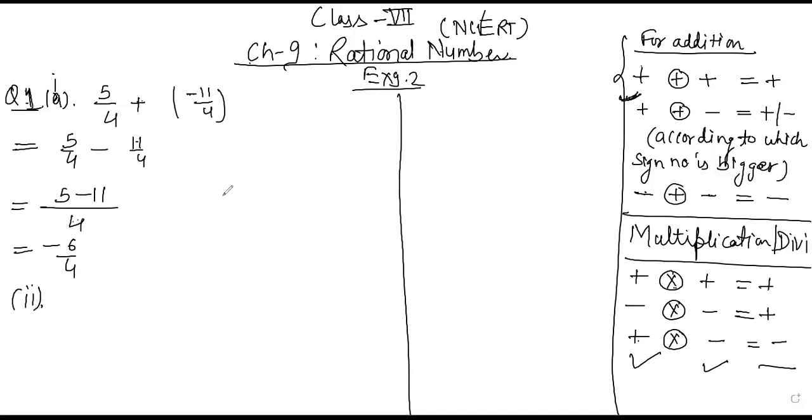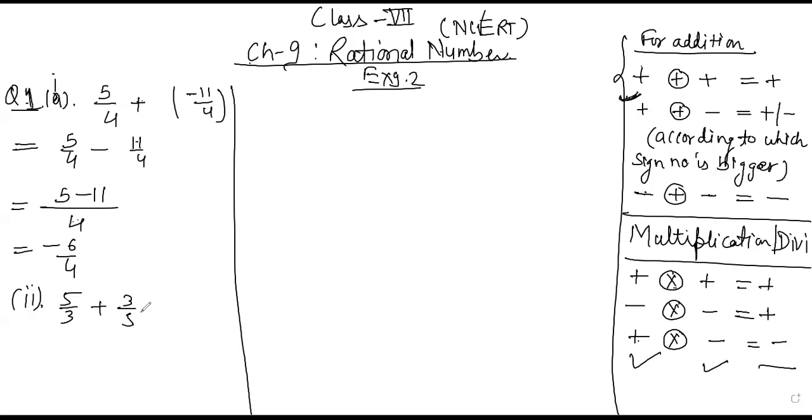Second part, let me try to solve the second part. The second part is 5/3 plus 3/5. If this type of thing is there, the denominators are not the same. So there are two techniques. Firstly, you will find the LCM. This is the first method. With the first method I am solving this one. I will explain two methods. This is the first method.